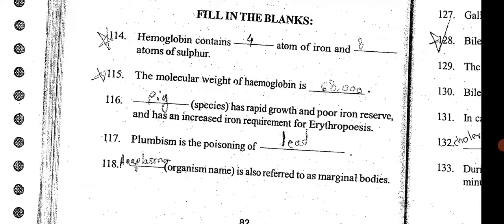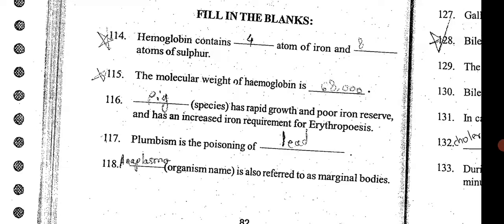Next, hemoglobin contains 4 atoms of iron and 8 atoms of sulfur. The amount of sulfur is double that of the iron in hemoglobin. Iron is important as oxygen binds with the iron. One molecule of hemoglobin has 4 globin molecules. Each globin has an iron, and this iron is responsible for binding oxygen. So a hemoglobin can bind 4 oxygen molecules, but despite that, the amount of sulfur is double that of iron, at 8 atoms of sulfur.